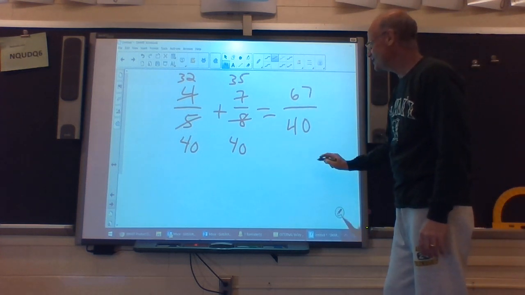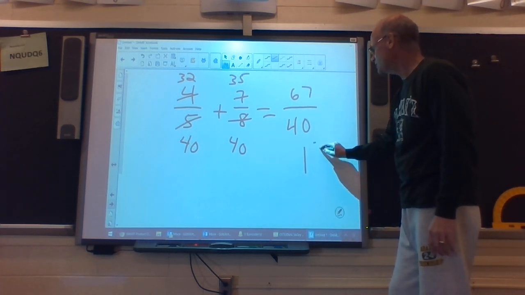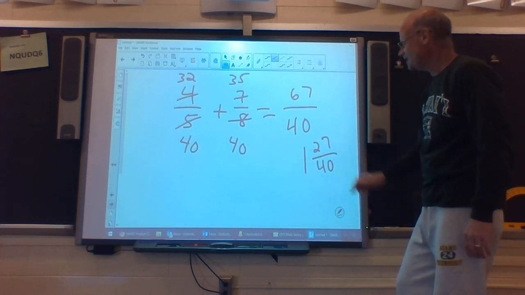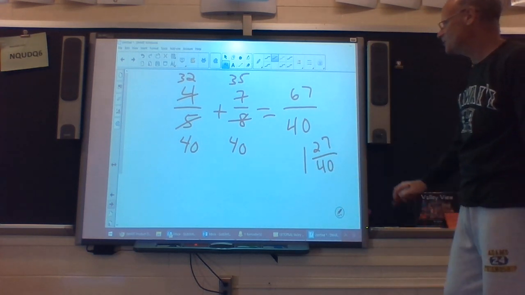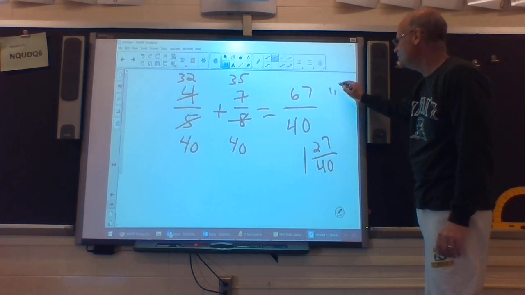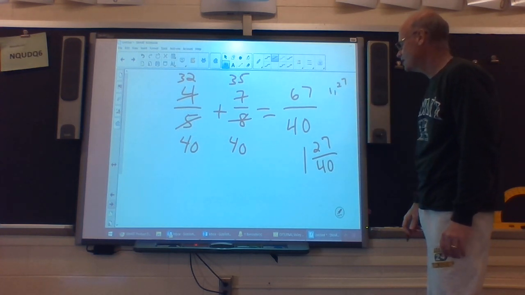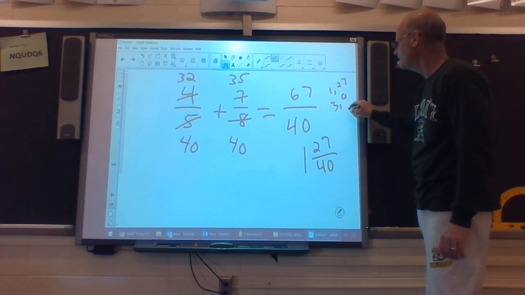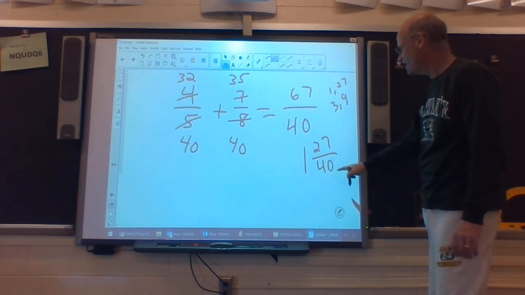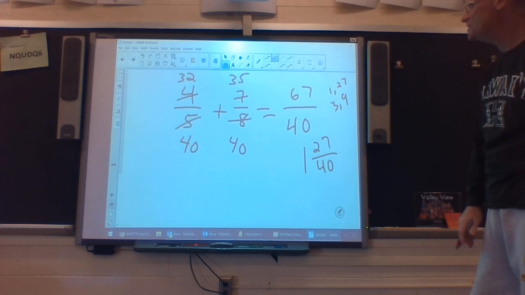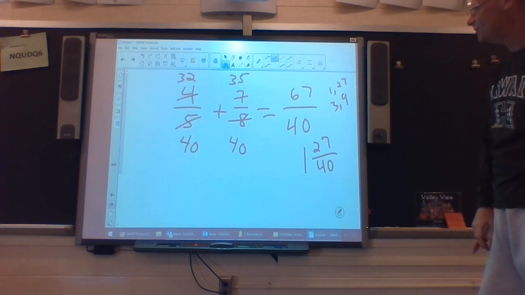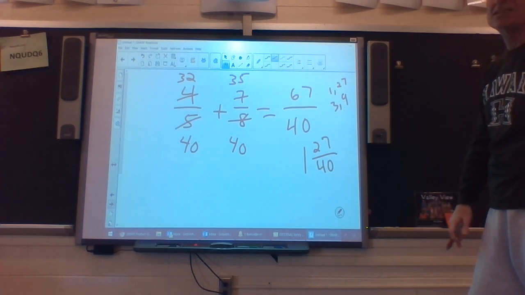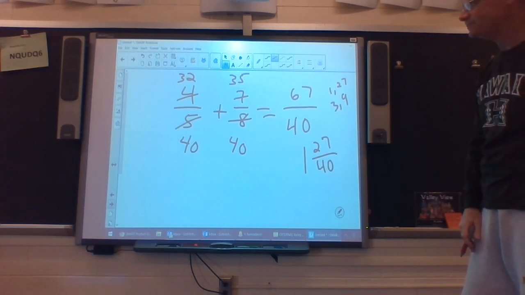Now 40 goes into 67 once. There are 27 left over out of 40. I'm going to think of the numbers that are factors of 27. 1 and 27. 3 goes into 27 9 times. Do 1, 27, 3, or 9 go into 40? 1 does, but it doesn't help us out. That's our answer in its lowest terms.